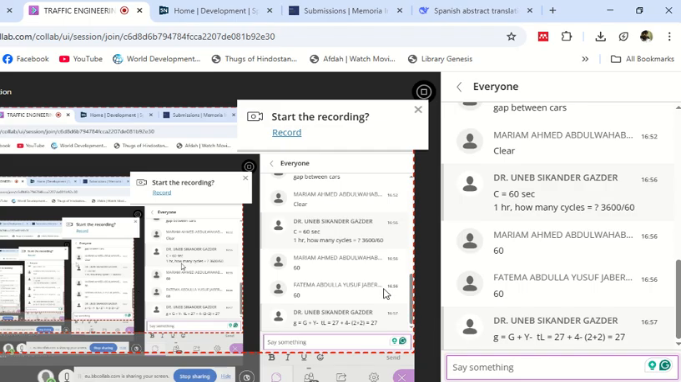And in 1 hour, I have 60 cycles, right? One cycle has 27 seconds. So how many seconds for 60 cycles?